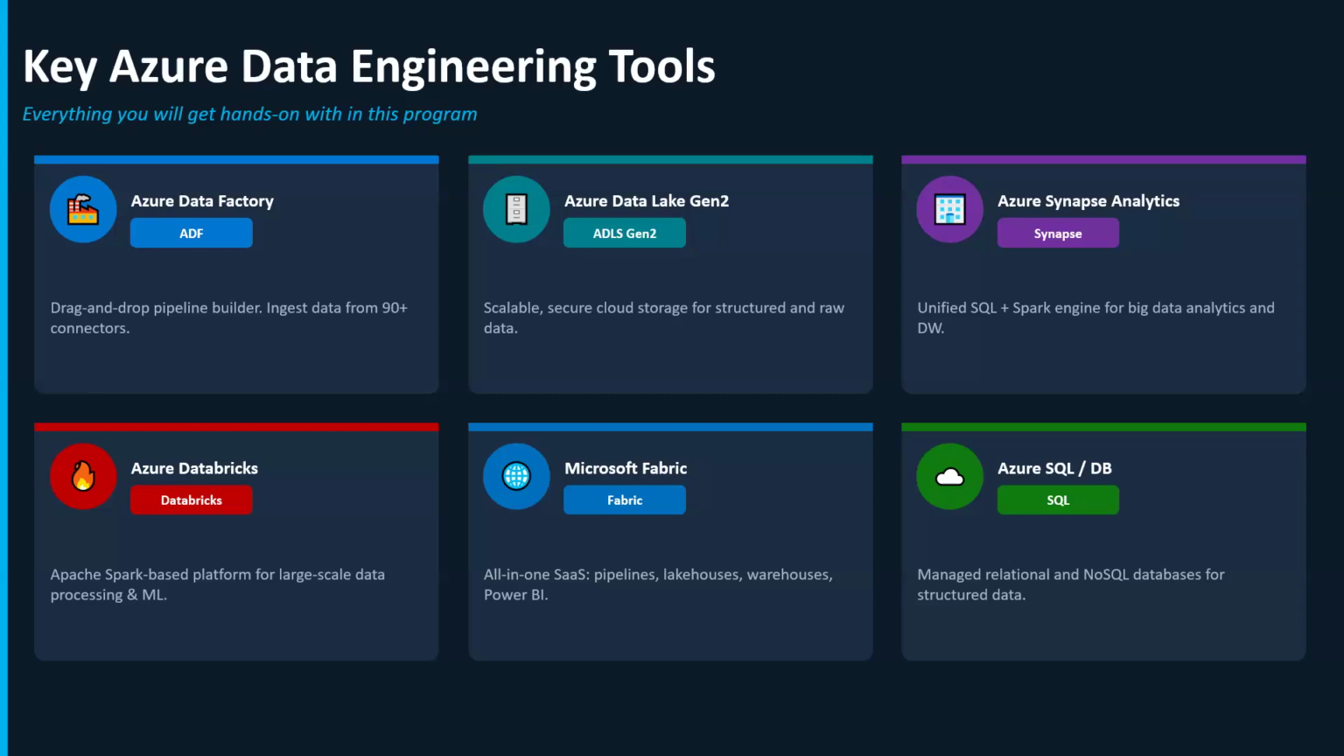Anyone else? Any questions? Yeah, Python. Sorry to interrupt. In this program, will the Python basics, or the things required for Azure Databricks, be covered? Yes, you are right. Whichever is required for a data engineer will be covered.